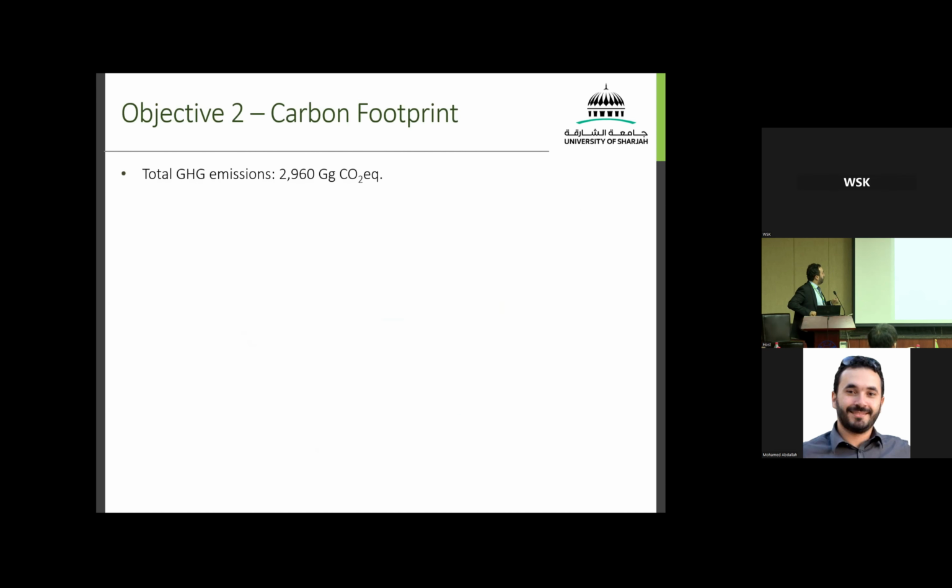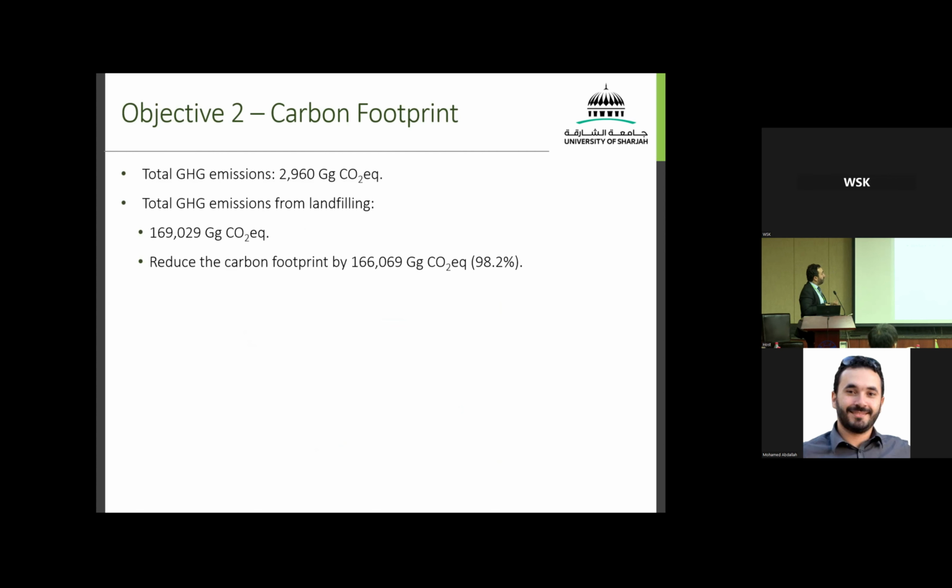So these are the total GHG emissions compared to the landfilling. So with landfilling, over the study period, 170,000 tons of carbon emissions. And for the strategy that was optimized, it dropped down to 3,000 tons CO2. As I said, again, this objective is regardless of the cost and the energy that comes out from the system.